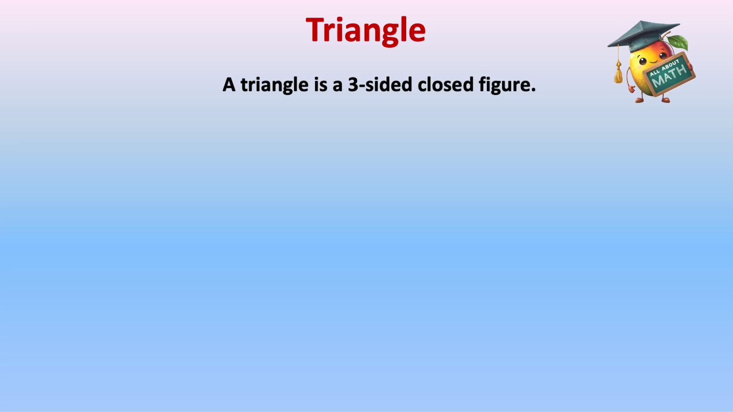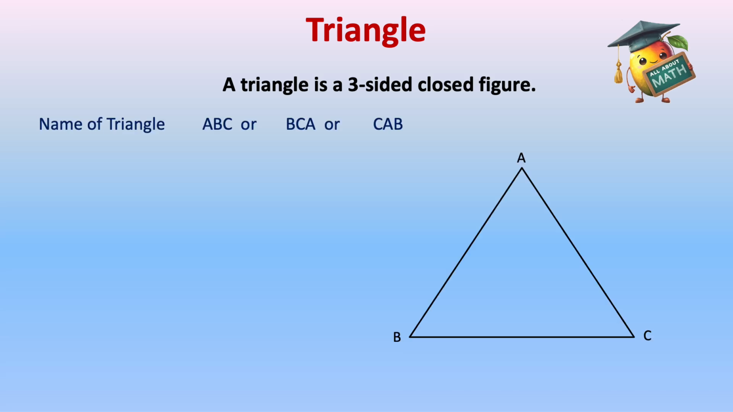Triangle. A triangle is a three-sided closed figure. Name of triangle: triangle ABC, triangle BCA, or triangle CAB. So while writing the name of a triangle, you just need to write three alphabets with the triangle symbol.